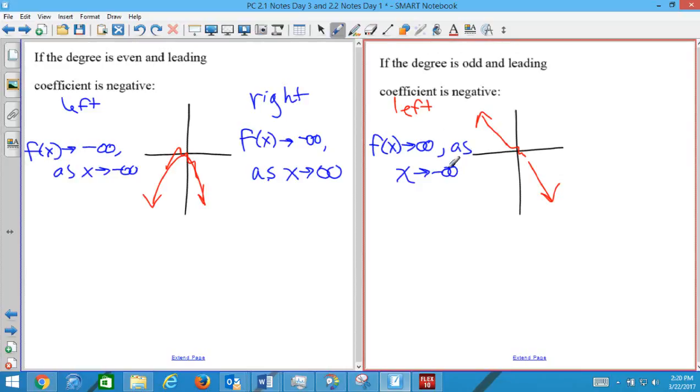Always, x's are always the same. The second part of that is always the same. On the right side, f of x is approaching negative infinity as x approaches positive infinity.